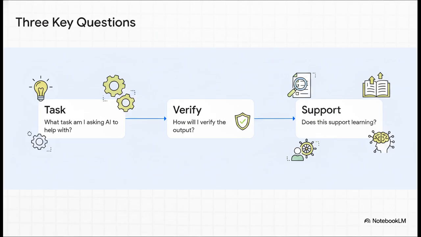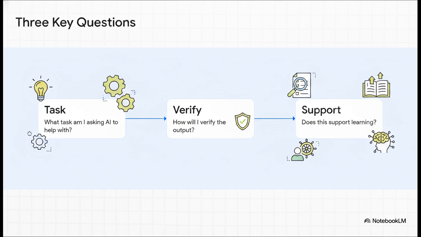Step 2. How will I check the accuracy and quality of the output? Before you even hit generate, know how you're going to verify it. Are you going to cross-reference it with your trusted curriculum materials? And Step 3, honestly, this is the most critical one for us. Does this support learning or simply complete the work? We have to make sure AI isn't robbing our students or ourselves of that productive struggle you need to actually learn something. This framework makes sure you remain the final filter. You're the one steering the ship.